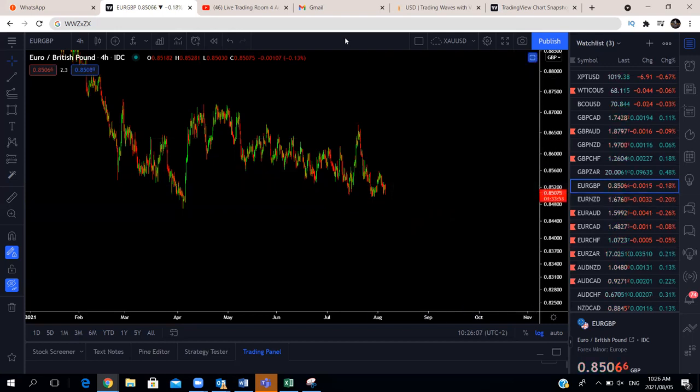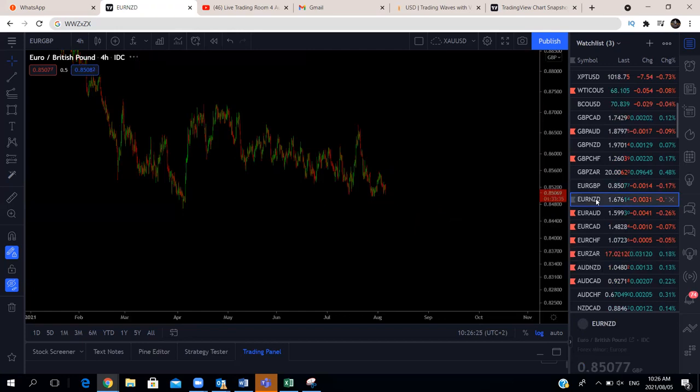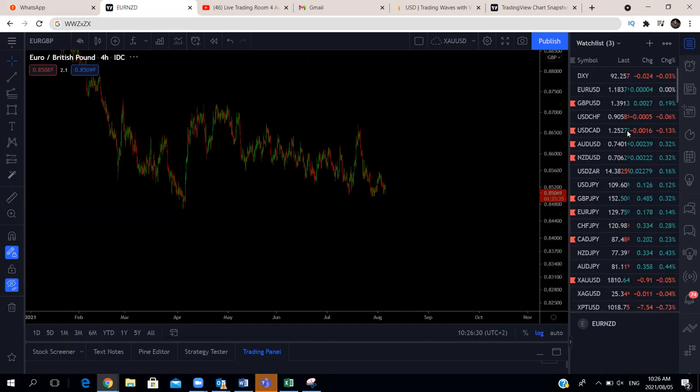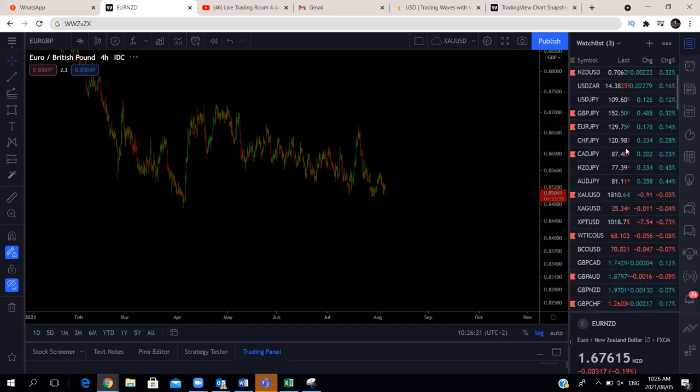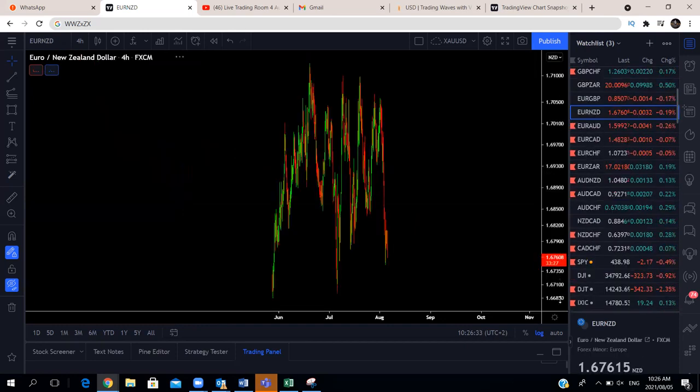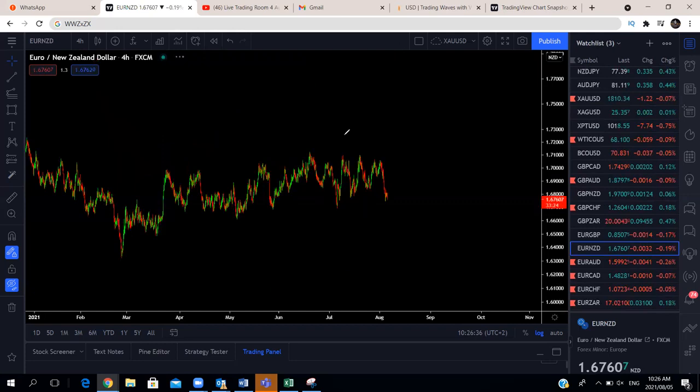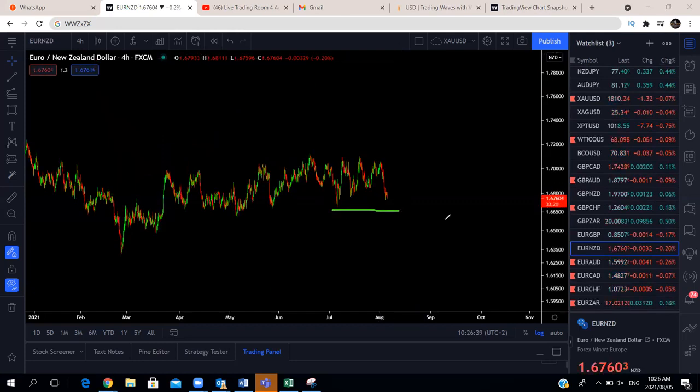So now on the pound pairs, we are still looking for this to continue to the downside. So that means there's still some strength on the pound pairs. But the pound Audi is weak because of the strength in the Audi. Euro New Zealand. Still bearish. Expect it to get to around this level at least.